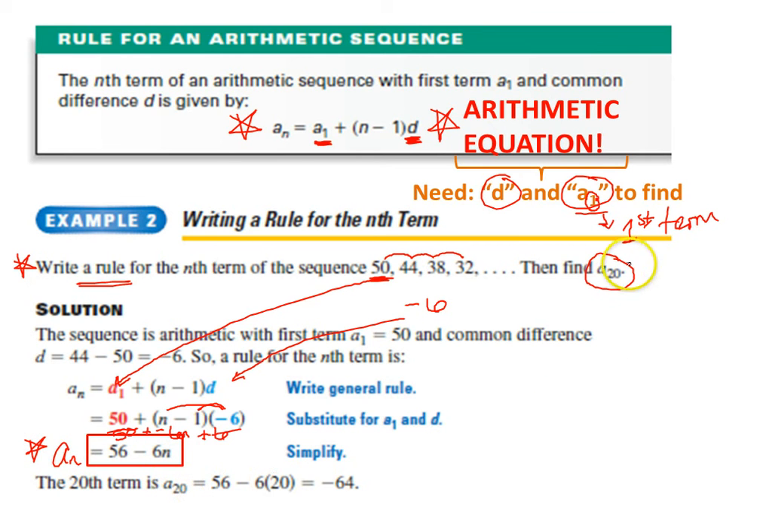And then going back and trying to find a sub 20. What's that 20 mean? That 20 is the 20th term. So how do we find the 20th term? If we have our equation right here, to find our 20th term, we just put 20 in for n. So a sub 20 equals 56 minus 6 times 20, which is negative 64.